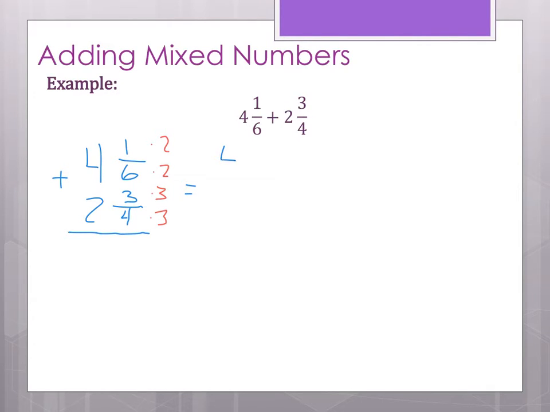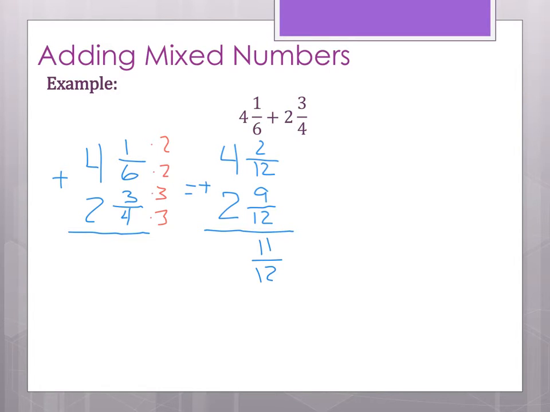So now I have 4 2/12 plus 2 9/12. Okay, now that I have common denominators, I'm ready to add. So I'm going to look at the numerators here and here. I have 2 and 9, and add those together to get 11/12.